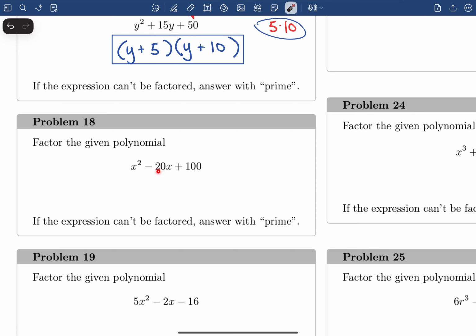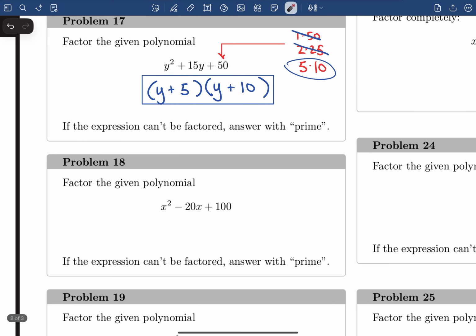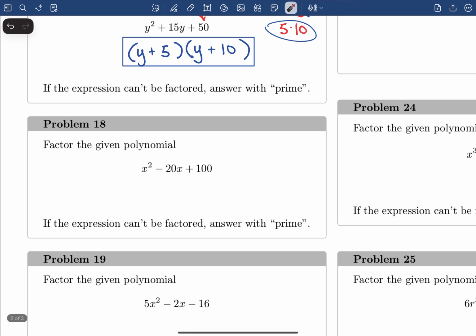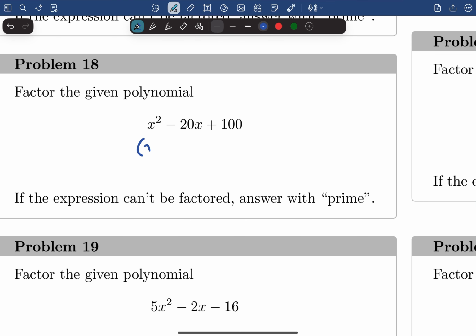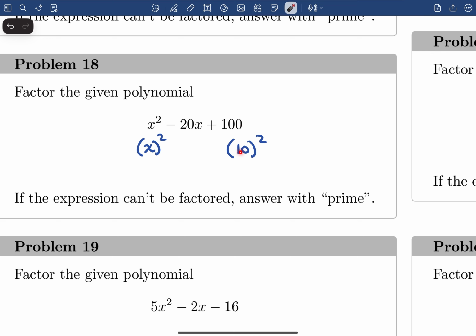Moving forward, let's factor this given polynomial. It's x squared minus 20x plus 100. And when I look at this trinomial, I see something called a perfect square trinomial. So in our lesson, we talked about perfect square trinomials. That's when you see a perfect square on the left side and the right side of the trinomial. You see? So when I see x squared, I think it's the base x, which is then squared. And when I see 100, I think, well, that's 10, which is squared. And so this is the start of confirming that this is a perfect square trinomial.